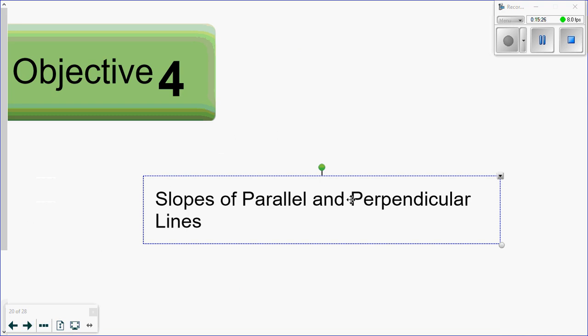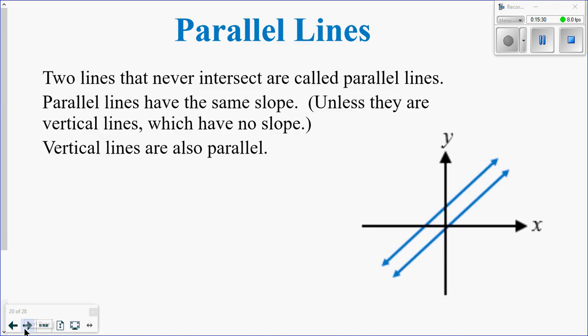Now we're going to talk about parallel and perpendicular lines. So two lines that never intersect are called parallel. So parallel lines never intersect. They have the same slope. So that is the key part of parallel lines. If you think about the bleachers at a stadium, you want them to have the same slope so that the bleachers are not crooked. So therefore all the bleachers, all the stairs would be parallel.